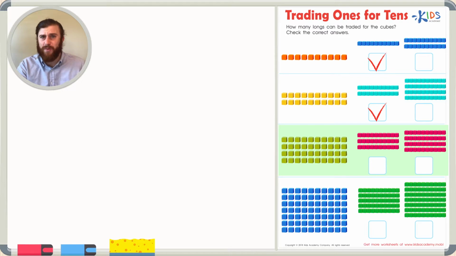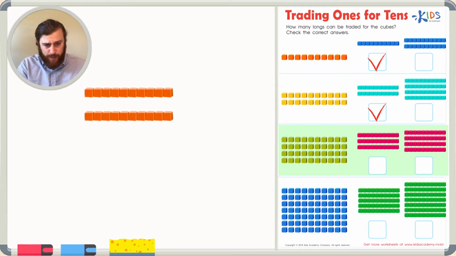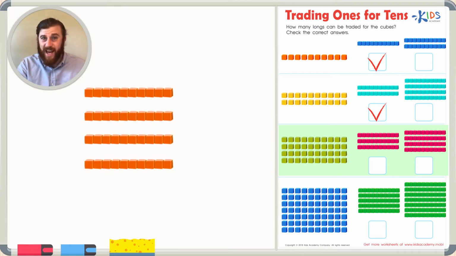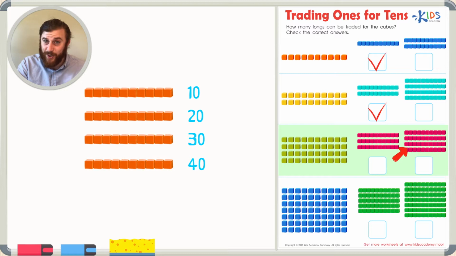So if I took each row of 10 cubes and traded each row of cubes for a long, I would get 1 long, 2 longs, 3 longs, and 4 longs. And now I know I can count by 10, meaning that there are 10, 20, 30, and 40 cubes in total. I know that these 40 cubes is equal to the same thing as 4 longs. So we have to find the answer choice that shows 4 longs. That's the second answer choice. 1, 2, 3, 4 longs. Let's go ahead and check that.